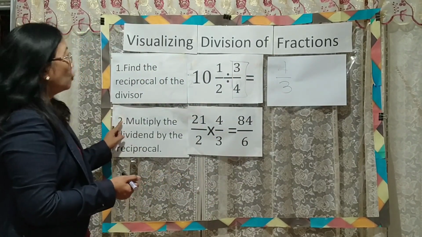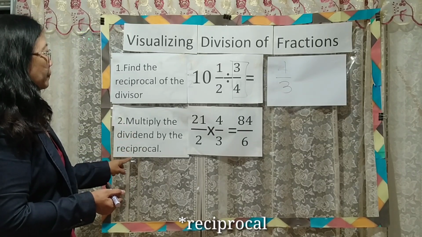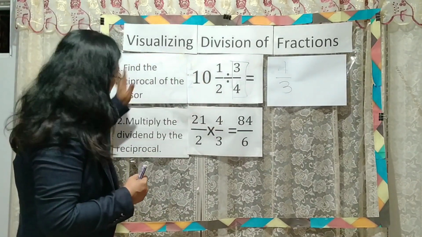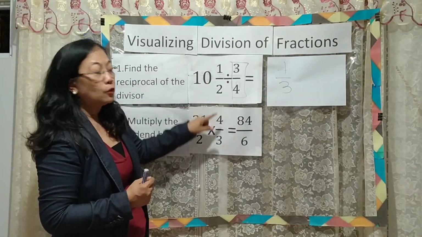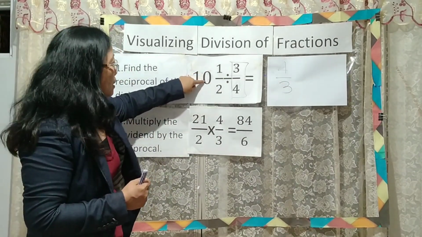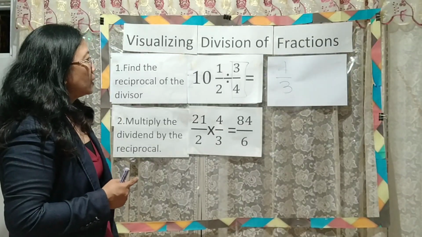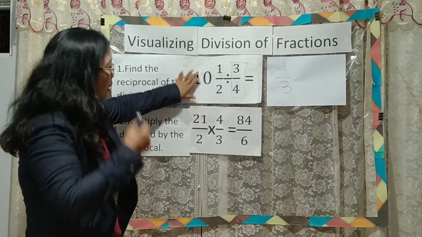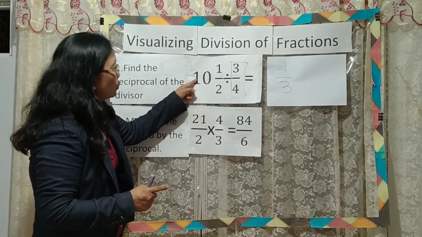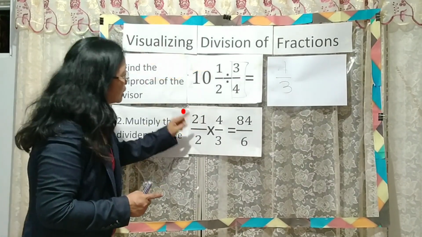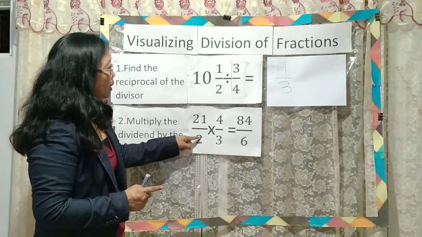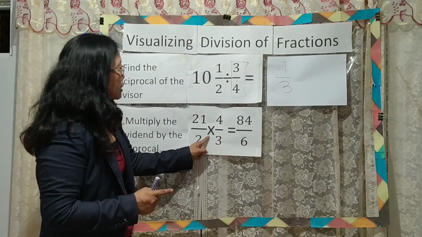Now the second rule is to multiply the dividend by the reciprocal. So you are going to use multiplication. Meaning to say, in rule number 2, you change division into multiplication. But since 10 and 1/2 is a mixed number, the first thing you're going to do is to change it to an improper fraction. How are we going to do this? You multiply 10 times 2, which is 20, plus 1 is 21. Then copy the same denominator. Then use 4 over 3 as your multiplier.